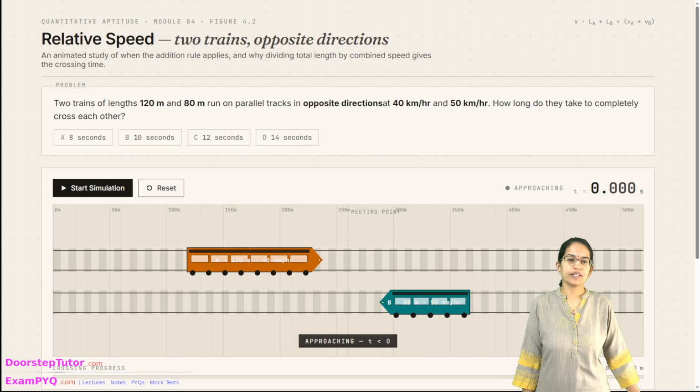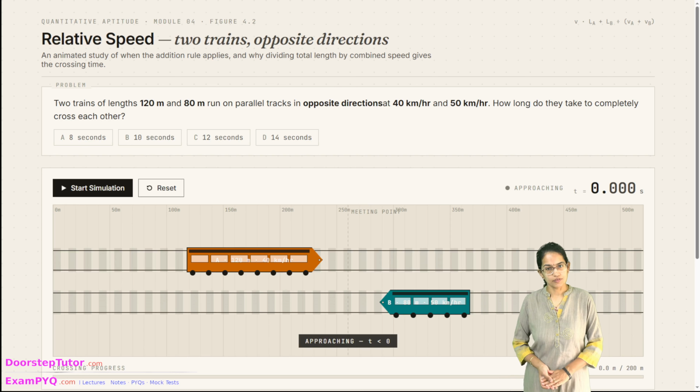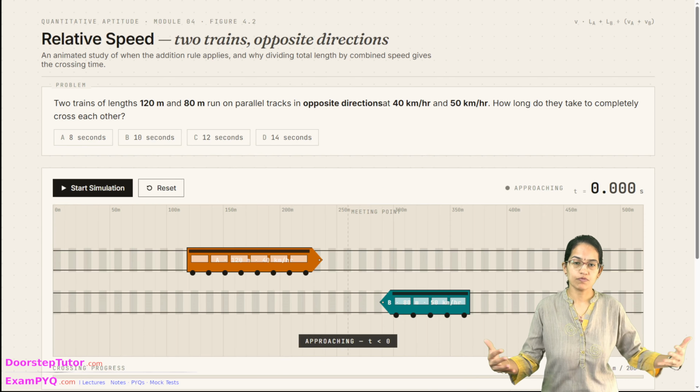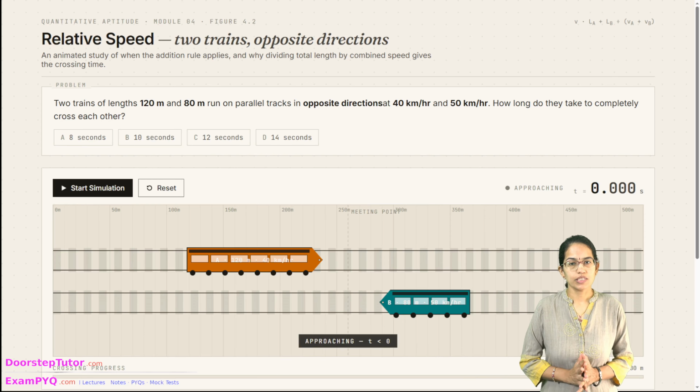Welcome. Now, this is a very interesting problem for finding the relative speed. There are two trains coming in from opposite directions. The question asks how long would it take to completely cross? So, we know speed is equal to distance upon time. Now, in this question, we have to identify the time, that means distance by speed.